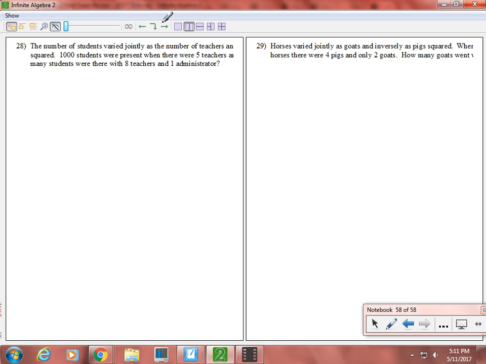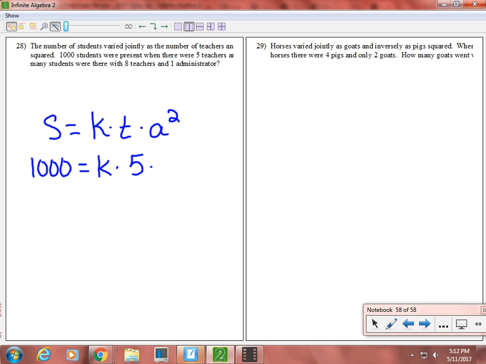The number of students varied jointly. So students varied jointly means K times something, jointly with the number of teachers, and then the administrators squared. When I first read it, I thought it was the combined teachers and administrators squared, but it's teachers and then the administrators squared. So the first one says 1,000 students, K value. The teachers is 5, and the administrators is 2. Well, 2 squared is 4, so I'm going to go ahead and put that together. So then I get 1,000 is equal to 20K. So that means that my K value is going to be 50 when I divide that to the other side.